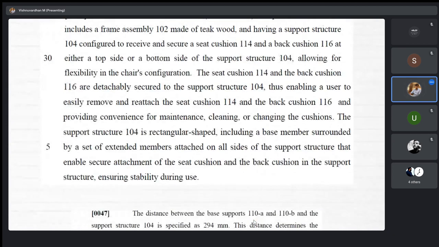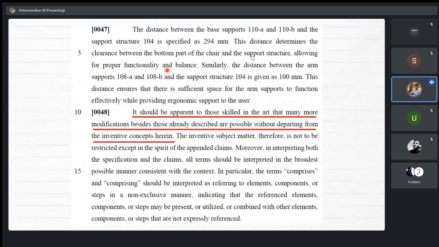Moving on, they talk about all the other parts, 110A, 110B. They're speaking about the distance also, 294 mm. Then the 104, and 100 mm between these two arms, between arm support 108A and 108B. So it has to be very detailed. I think they have added one more line. I've just highlighted it so that you guys can read.